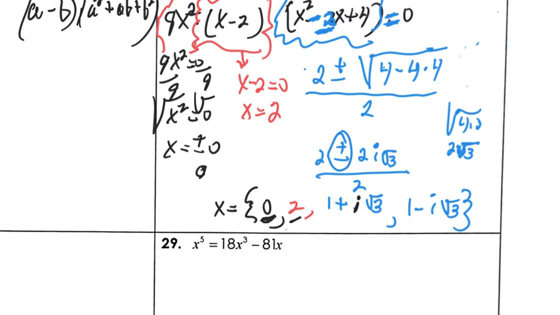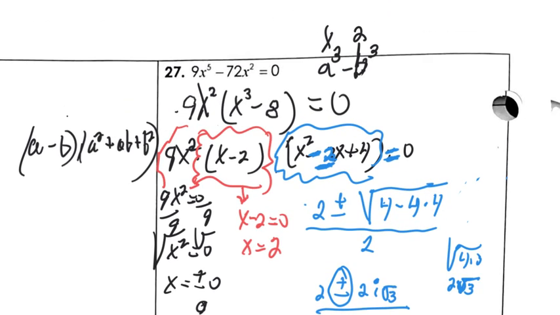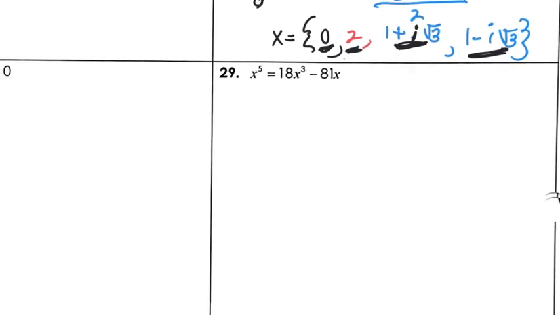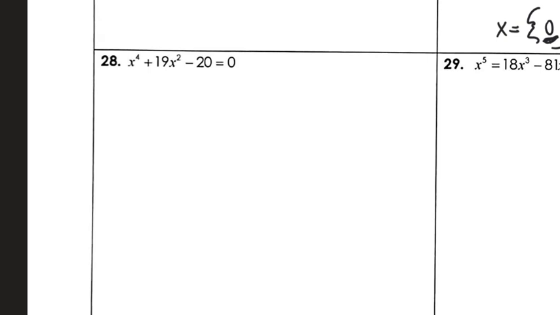Okay, so how many solutions do we have? 1, 2, 3, 4, and yeah, there we are. One of them's probably a double root. Anyway, this one we did in class.